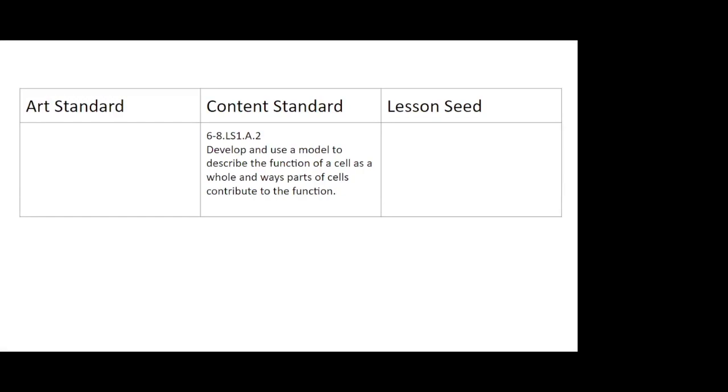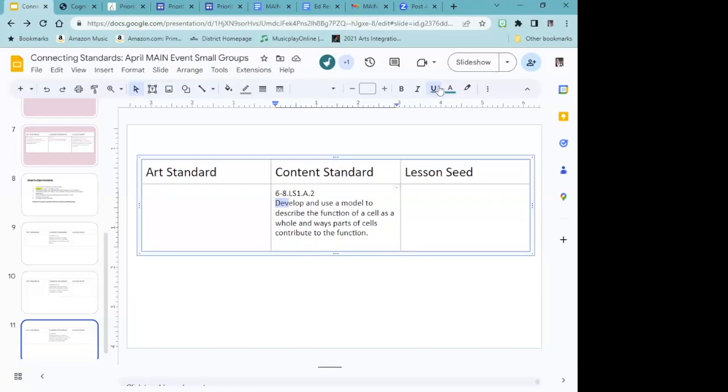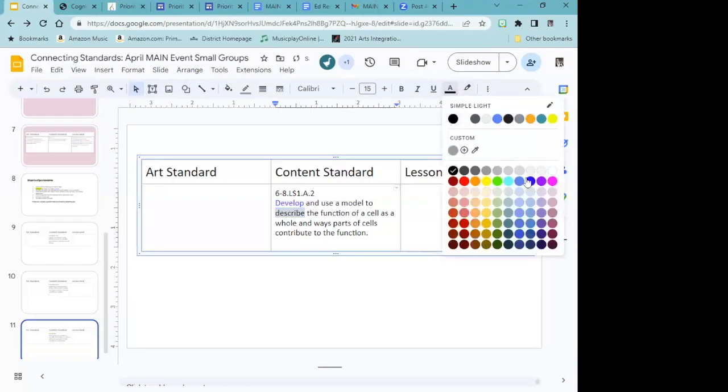It's a science standard. It can be 6th through 8th. But looking at it: develop and use a model to describe the function of a cell as a whole and ways parts of cells contribute to the function. So the question is, what are the verbs that we would be using? Well, develop. Describe. Describe, yeah. So I'm going to make those blue. And I also see use.